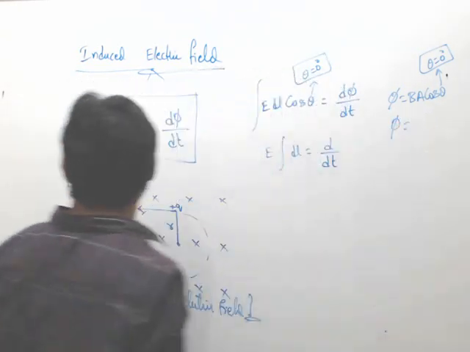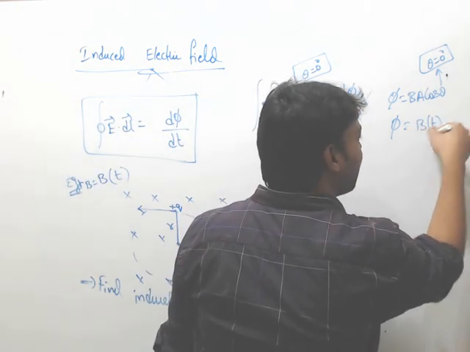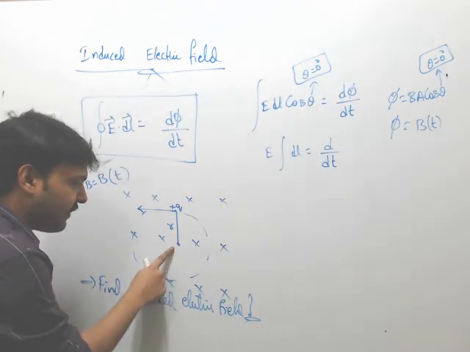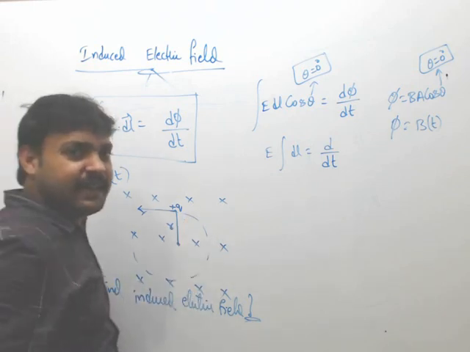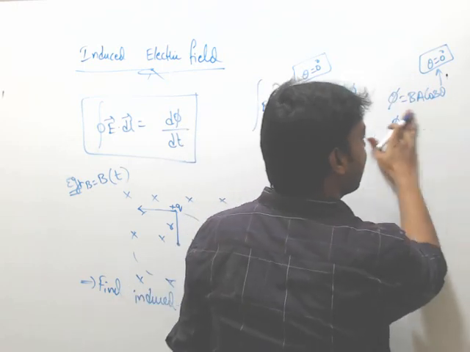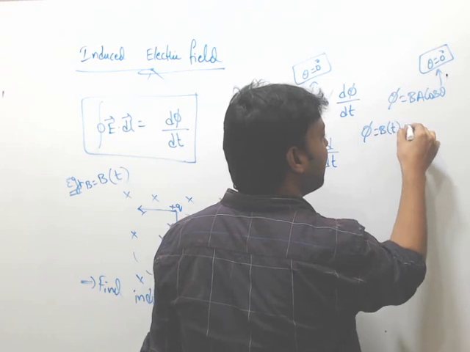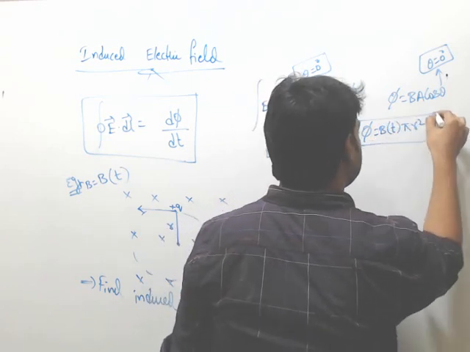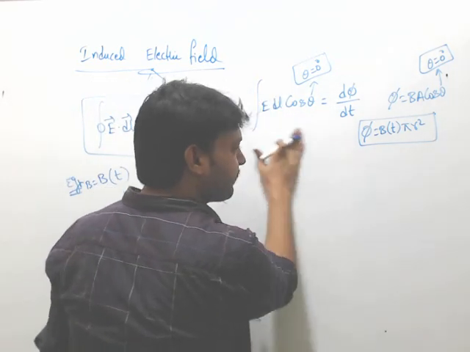Next, flux we have to calculate. So what is B? B is nothing but B of t. It is varying, so B of t. What is area? The center is R. From the center, the positron is at a distance R. So area, can I write it as pi r square? So flux phi equals B of t pi r square. So this is the flux, right? That flux we can substitute here.